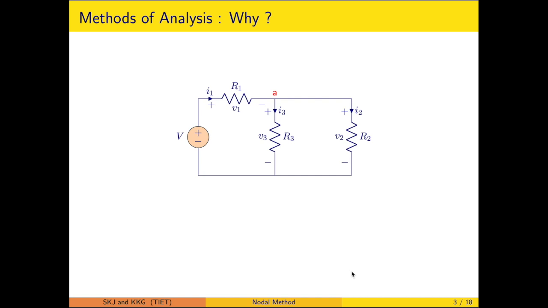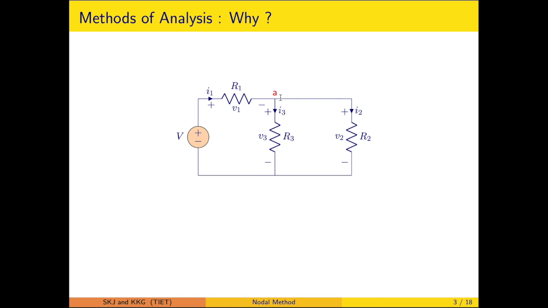So look at this simple diagram, which has three resistances R1, R2 and R3. As per Ohm's law, we assign the unknown currents I1, I2 and I3, and correspondingly associate V1, V2, V3 in terms of the currents and the resistances. So this gives three relations. Then to solve, we have a KCL relationship at this junction A, which says I1 is equal to I2 plus I3.